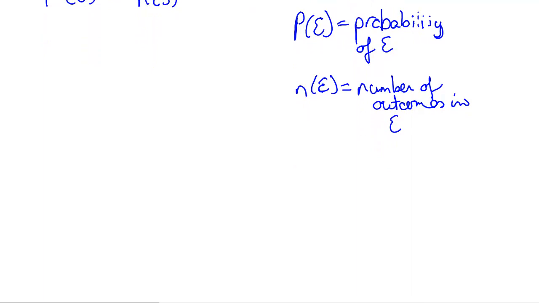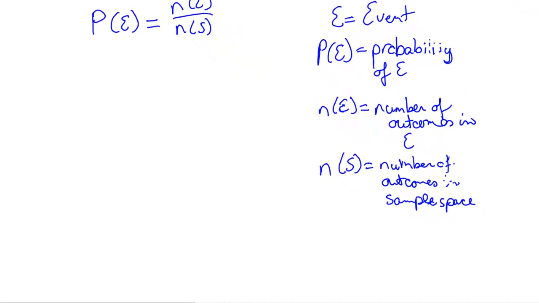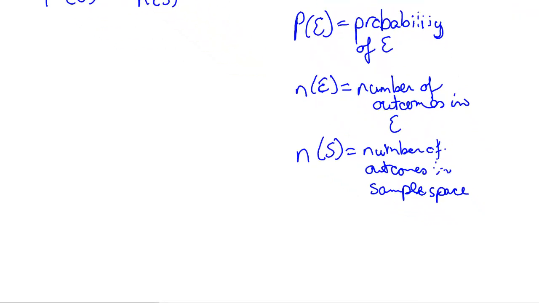And then we also have N of S, which is the number of outcomes in the sample space. And I cannot spell for some reason. Let me try that again. Sample space. Okay. So S represents your sample space, and E represents whatever the event, whatever outcome you're wanting to happen.